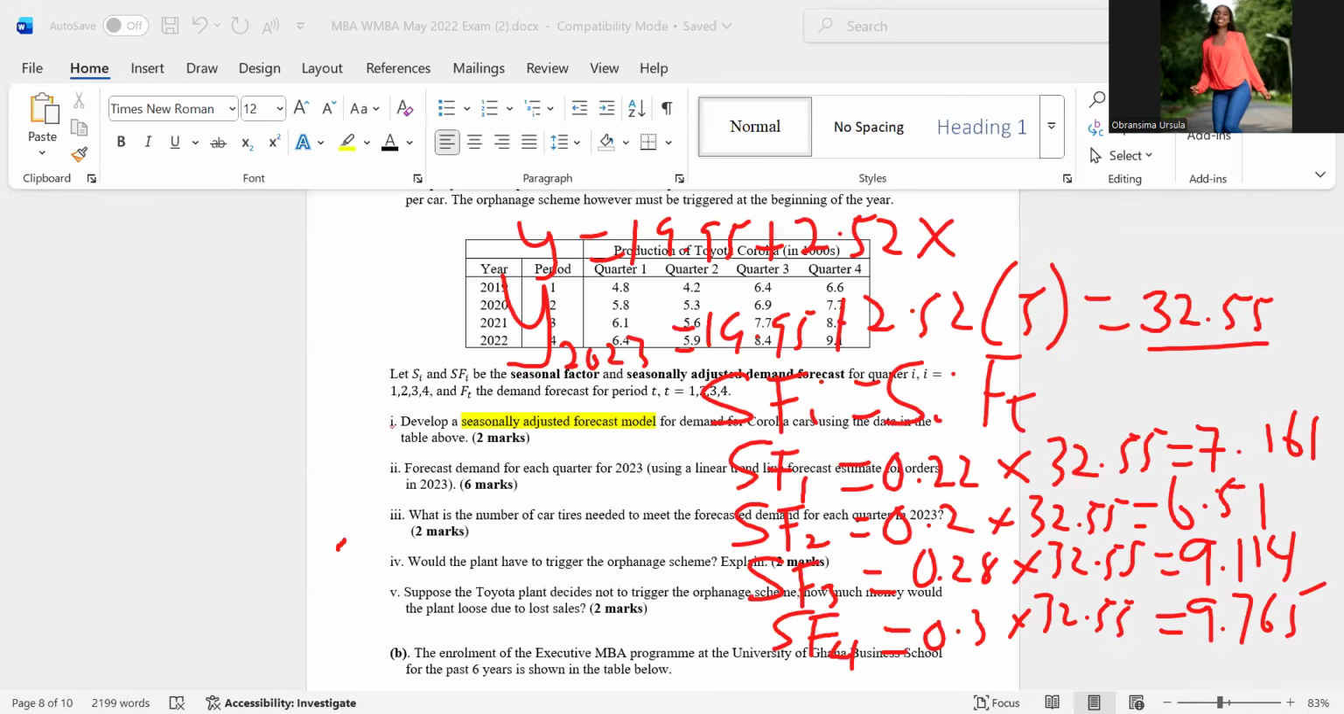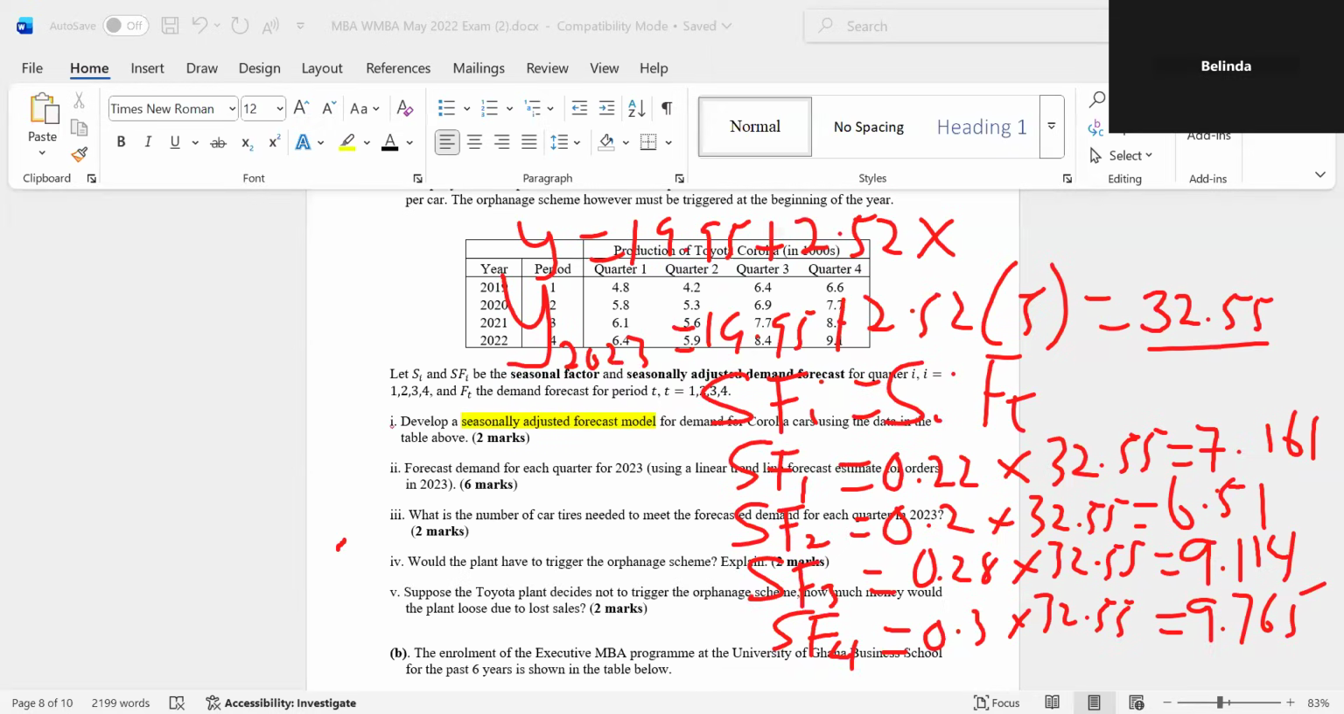Sir, please, where you have the Y 2023, I got a little lost on how we got the 5 for the X. If you can please clarify that for me. 5 is the period 5. Remember the quarters were 2019, period 1, 2020, period 2, 2021, period 3, 2022, period 4. And we are going to do for 2023. That's period 5. Okay. Thank you very much. You're welcome.